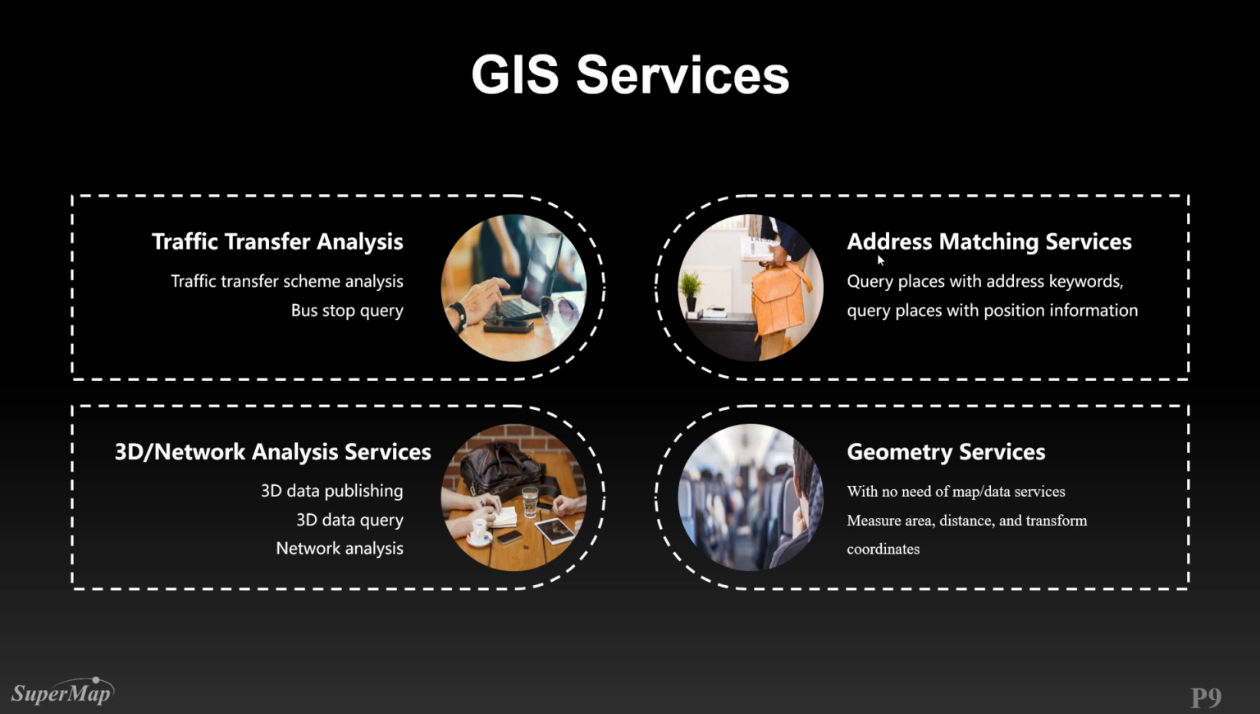SuperMap iServer also supports the publishing of three-dimensional scene data for data browsing. What's more, the network analysis service is also supported. SuperMap iServer GIS also added support for the REST GIS matching service, which allows the clients to acquire coordinates through the keyword of the address or gain the address through coordinates.